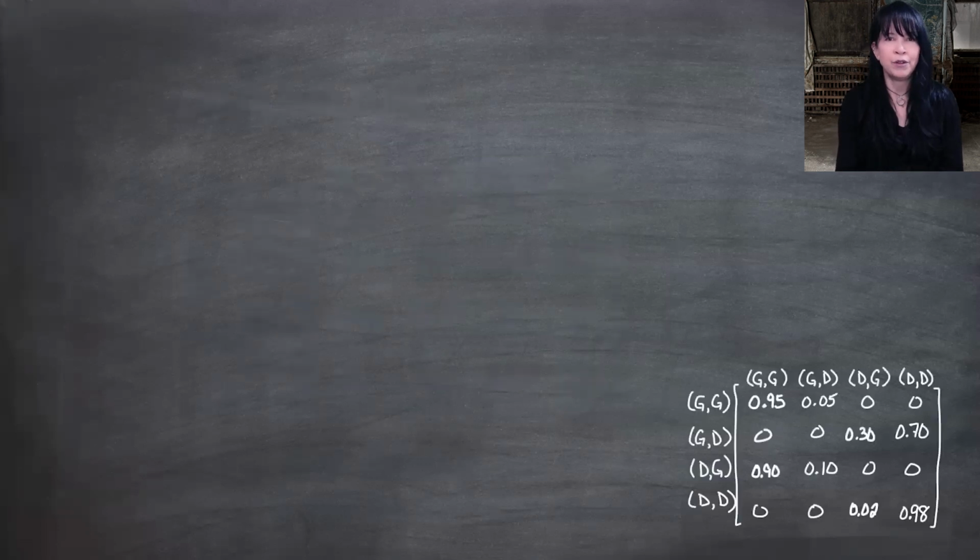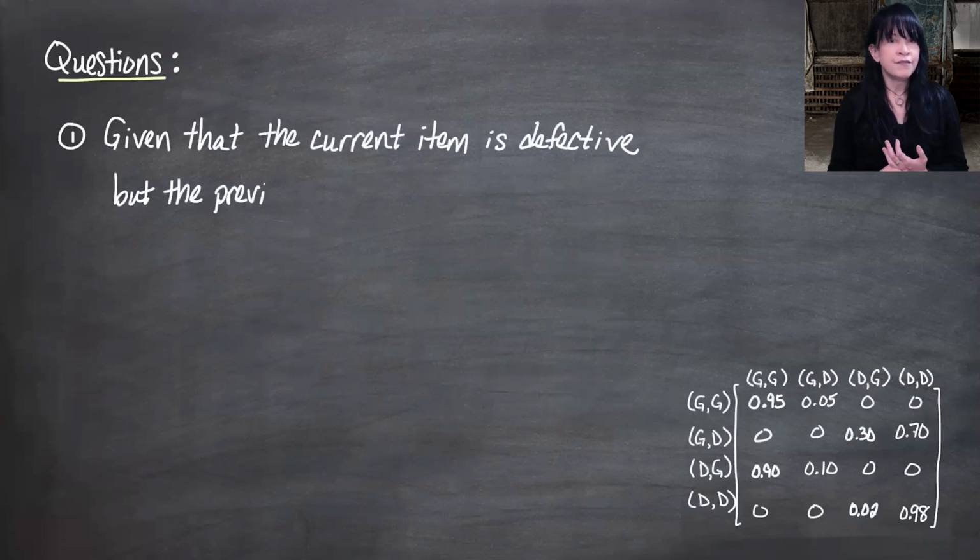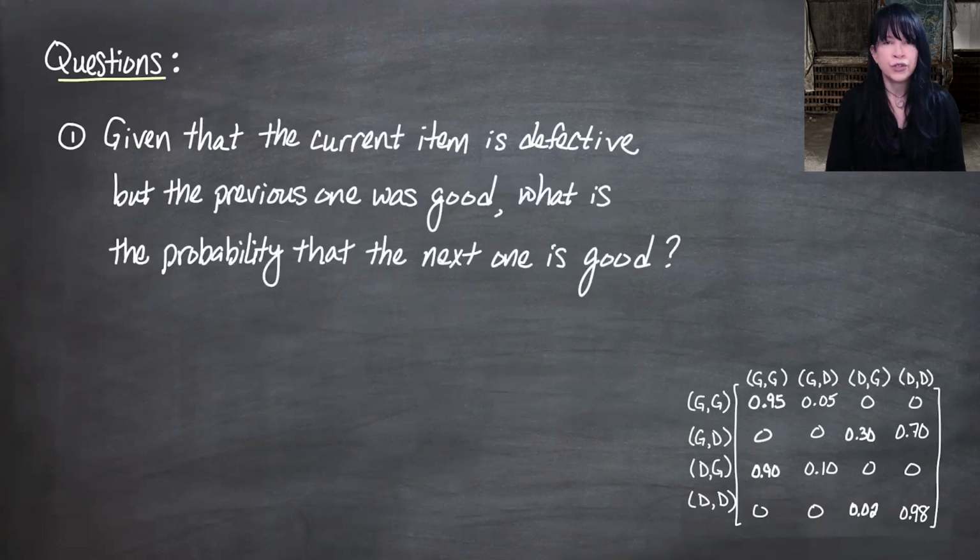Let me remind you of the matrix and keep that in the corner down here and ask you some questions. Given that the current item is defective, but the previous one was good, what is the probability that the next one is good? There's nothing fancy going on here. We're not skipping any time steps. This, in fact, can be read directly out of the matrix.